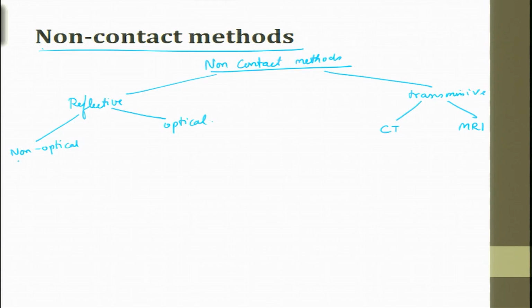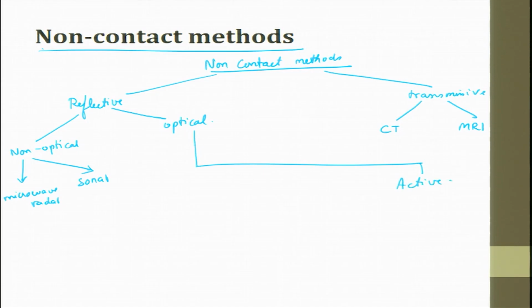Okay. So non-optical, you can have microwave radar, which is used in defense applications. Then you can also use sonar, which is used in ships. In the optical way, you can have two classifications. One is called active, the other one is called passive.